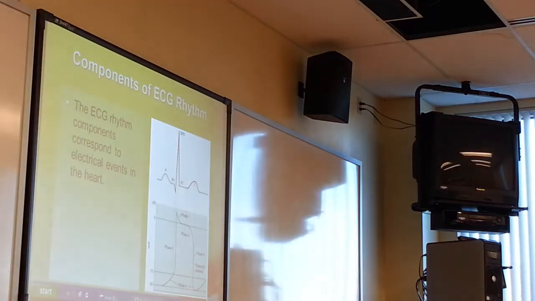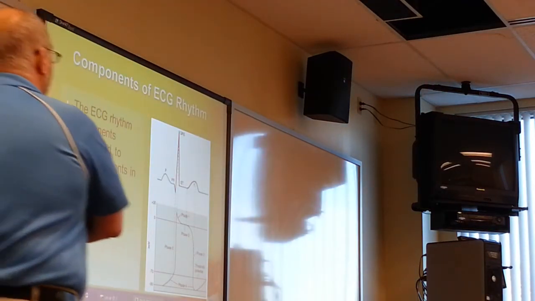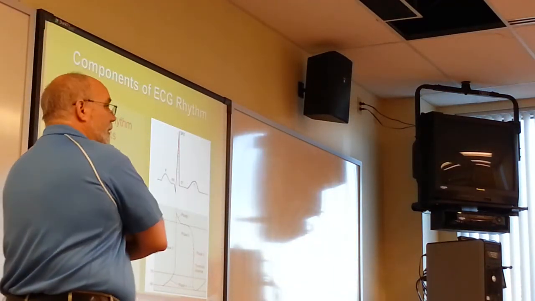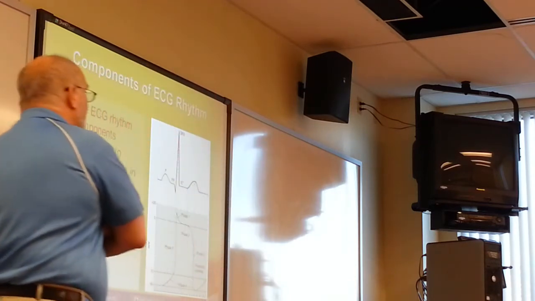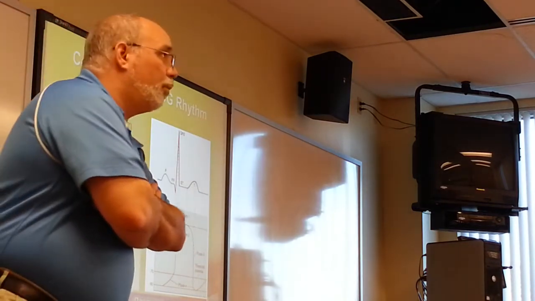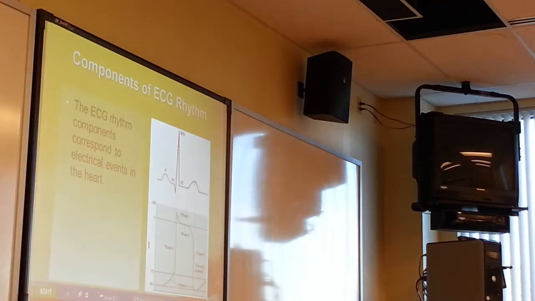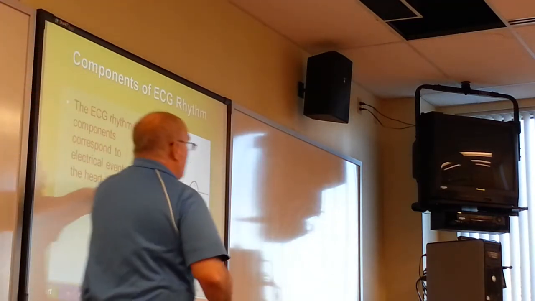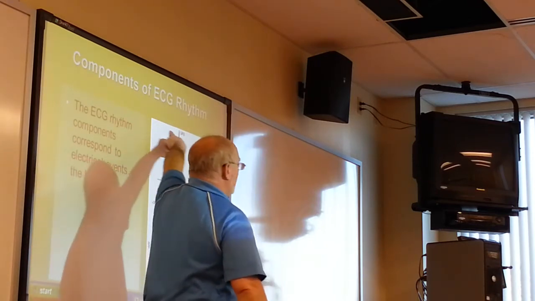Then the ST segment. Okay. Depolarization ends and repolarization begins. And then the T wave is repolarization of the ventricle. And it repeats. Right, so this is the normal way. We understand this is normal.